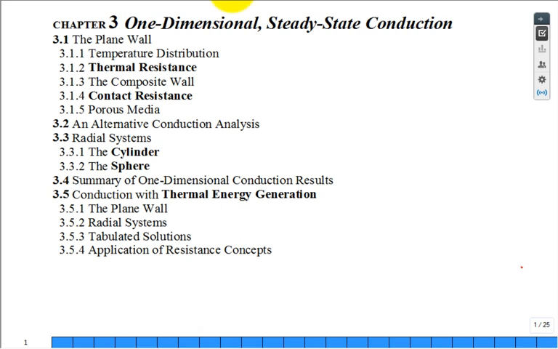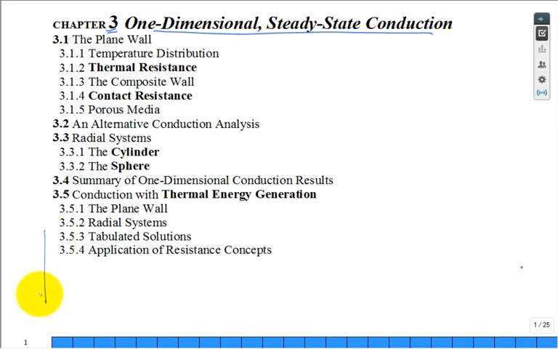So we're moving into a new chapter, chapter 3. It deals with one-dimensional steady-state conduction. It really takes chapter 2 and the math and the differential equations and builds on it. We'll go back to the differential equation and solve some more for the temperature distribution through a particular medium, through the slab, through the wall of a cylinder.